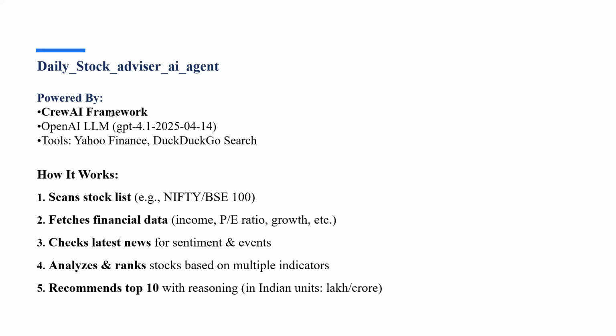Our main work is to find the top 10 stocks. We can vary this number as well. We can consider recommending the top 5 stocks or 3 stocks with reasoning. It will give an answer why this stock is good, what is the positive of that stock, and what is the negative of the stock, and all that information will be provided by this AI agent.